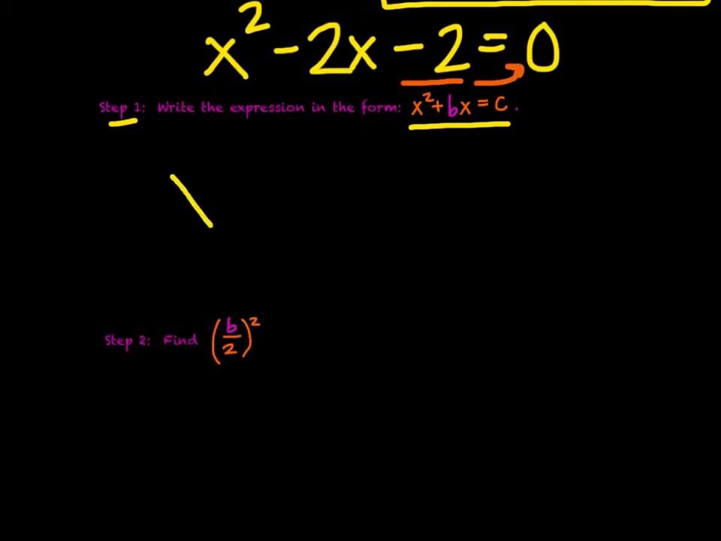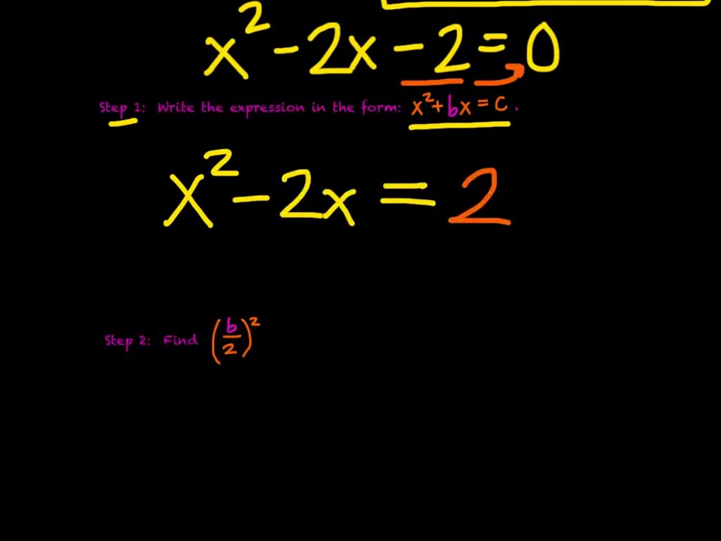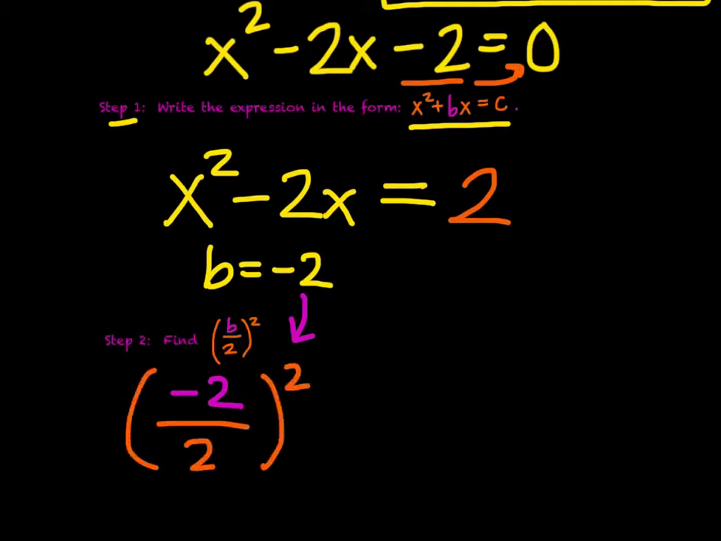And if we do that, we have x squared minus 2x is equal to a positive 2. All right, next thing, step number 2. Step number 2 is telling us we need to find b divided by 2 squared. And if we find b, our b term is equal to negative 2. We are going to take that term, I'm going to make it pink down here, negative 2 divided by 2, and we're going to square it.